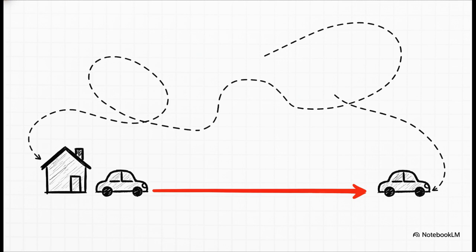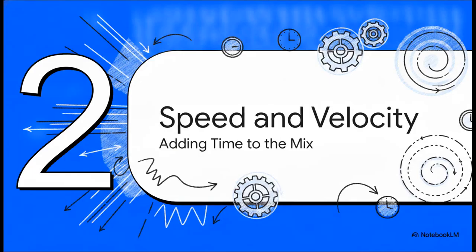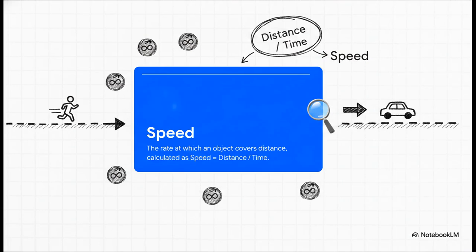And get this, if he drove all the way back to his exact starting driveway, his distance would be a massive 500 miles. But his displacement? A flat zero. Okay, moving right along to section 2, speed and velocity, where we start adding time into the mix. Just like distance is the scalar version of how far you went, speed is simply the scalar version of how fast you're going. It's just the distance covered divided by the time it took to cover it.